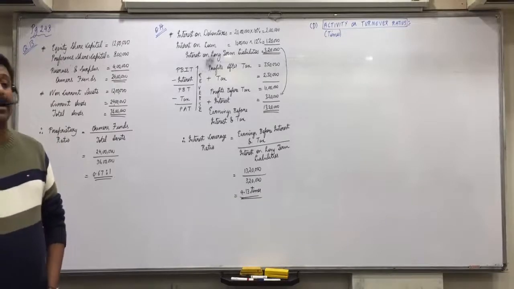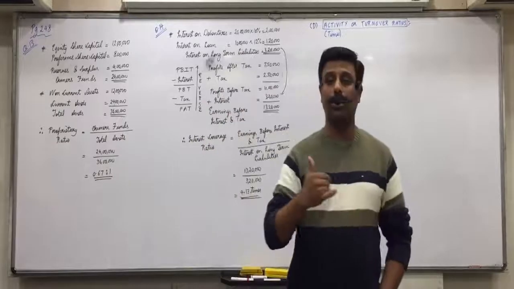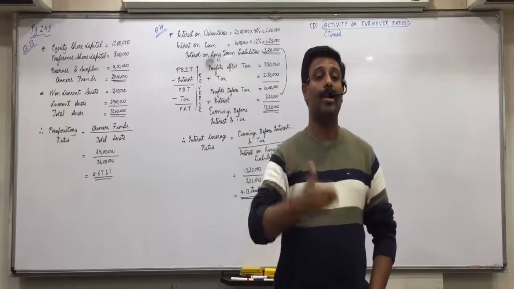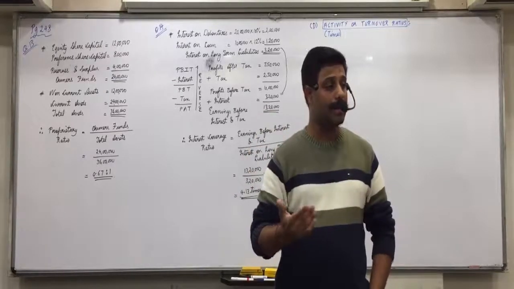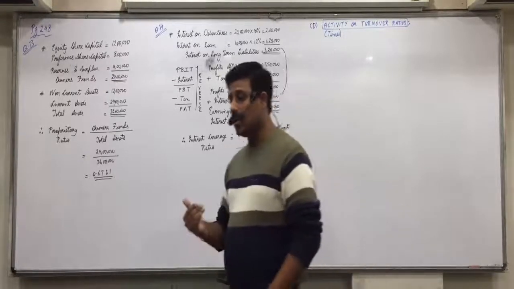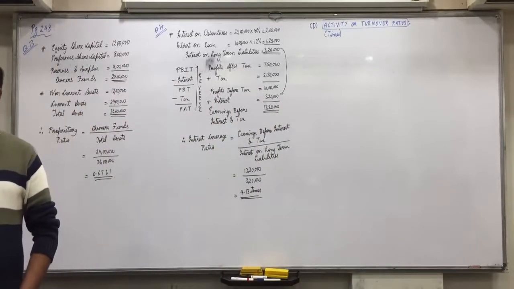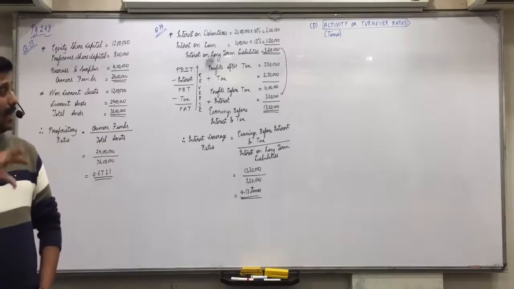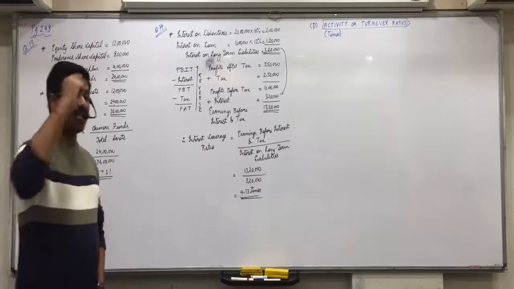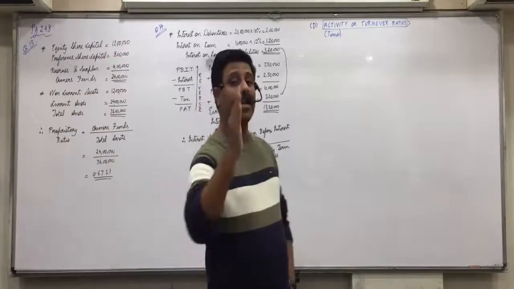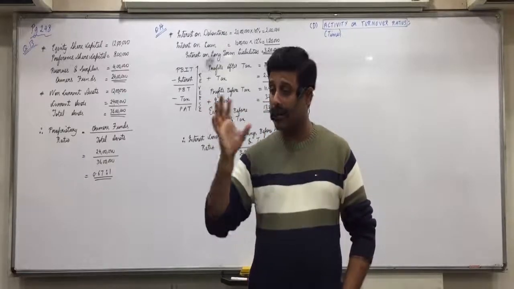Means in stock turnover, it's reverse. In stock turnover, the denominator is stock. In working capital turnover, the denominator is working capital. In debtors turnover, the denominator is debtors. In creditors turnover, the denominator is creditors. Then, profitability ratio denominator was sales. Here numerator is sales. So first thing you have to remember, it's reverse of profitability ratios. Here numerator will be sales and denominator will be ratio.